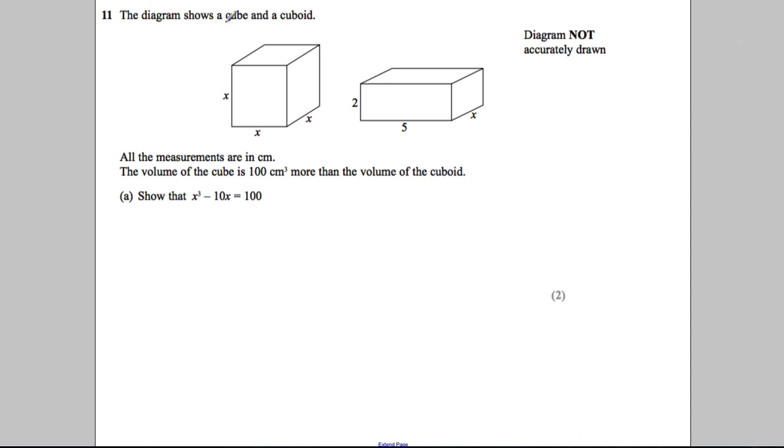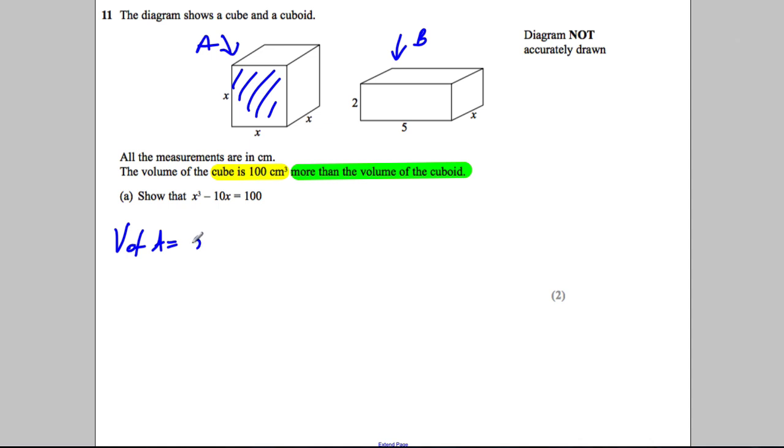Okay, this one says we've got a cube and a cuboid. It says all the measurements are in centimeters. The volume of the cube is 100 centimeters cubed more than the volume of the cuboid. Show that the following is true for 2 marks. Let's call this shape A, and that shape B. The volume of shape A would clearly be x squared, which is the face, multiplied by x, which is x cubed. And the volume of B, well, it would be this face here, which is 5 multiplied by 2, which is 10, multiplied by x, so that's going to be 10x.